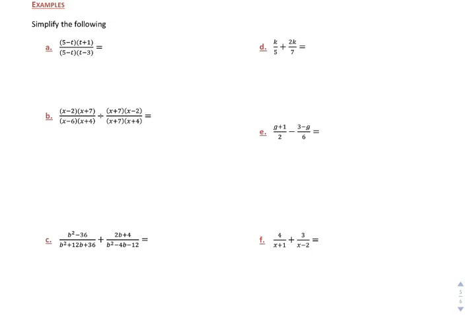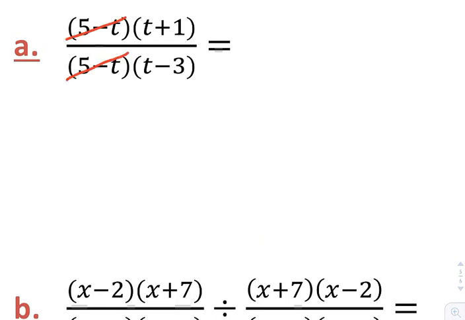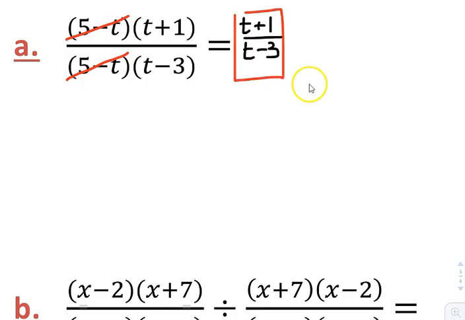In these examples, we're asked to simplify the following fractions. So part A, we have 5 minus t and 5 minus t on both top and bottom. Like a normal fraction, you can cancel anything that's divided by itself. So 2 divided by 2 is the same as 1. In this particular case, 5 minus t divided by 5 minus t is 1, which means that we're left just with t plus 1 and t minus 3, which is our end answer.